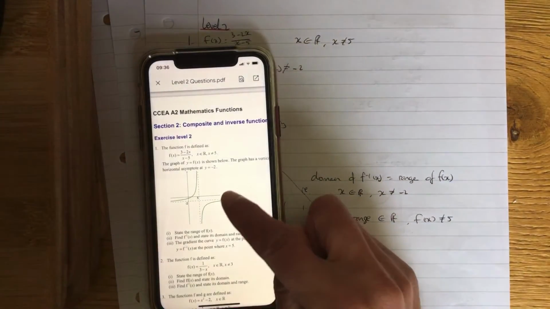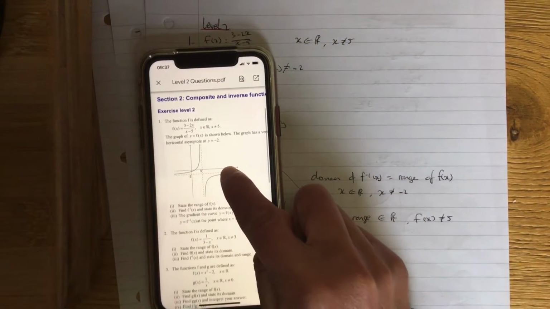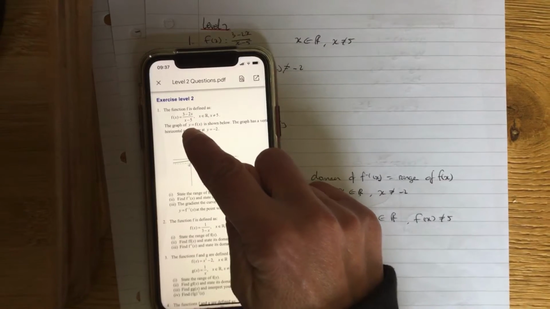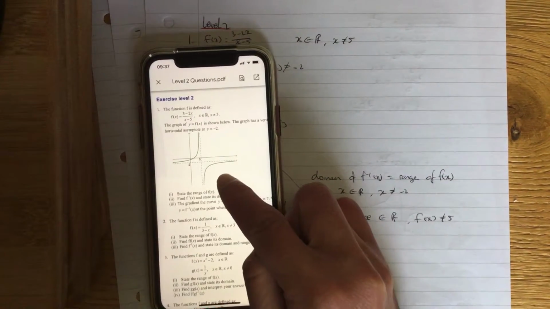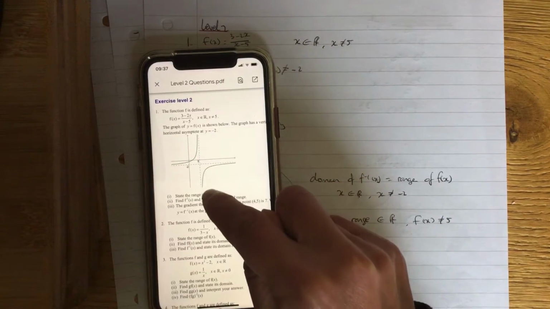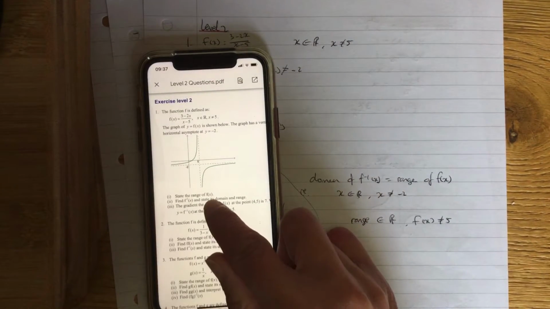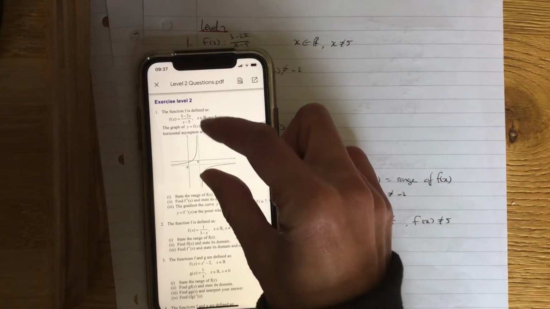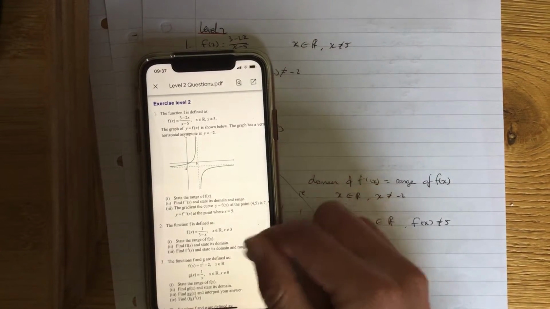Okay, going to have a look at the level 2 now. So the first one, the function is (3 minus 2x) over (x minus 5). And it shows you the graph there. Horizontal asymptote y equals minus 2 and another asymptote x equals 5. State the range of f(x). So it can be any y value except for minus 2.